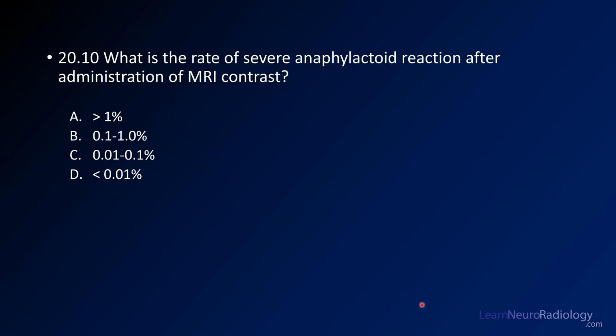So your final question here: what is the rate of severe anaphylactic reactions after administering MRI contrast? All of these values are relatively rare here. Is it more than 1%, 0.1 to 1%, 0.01 to 0.1%? When you think about it, this would be more than 1 in 100. This would be 1 in 100 to 1 in 1,000. This would be 1 in 1,000 to 1 in 10,000, or this would be less than 1 in 10,000.